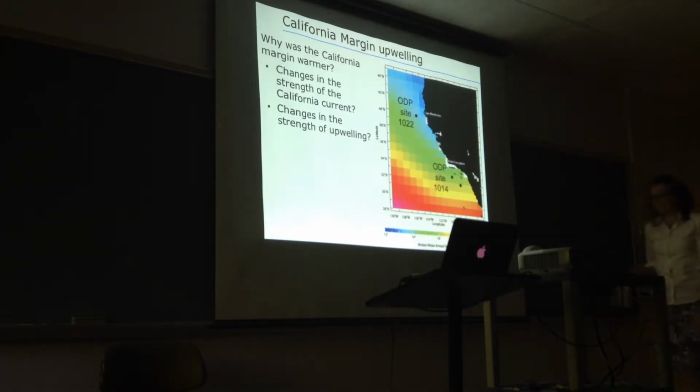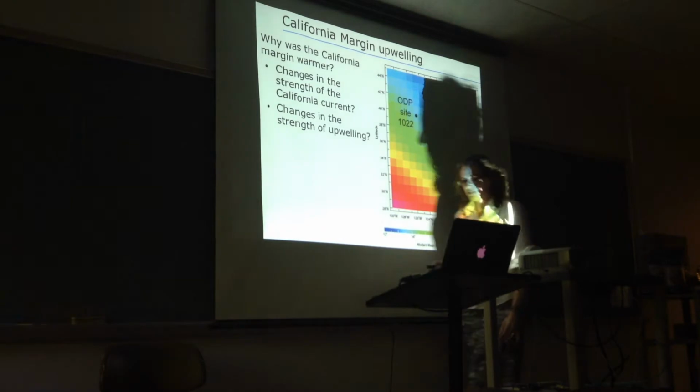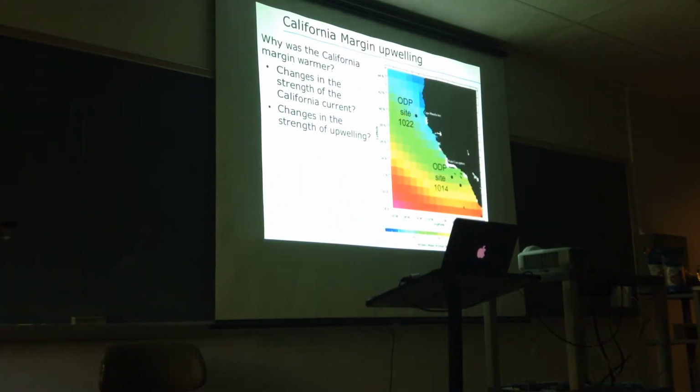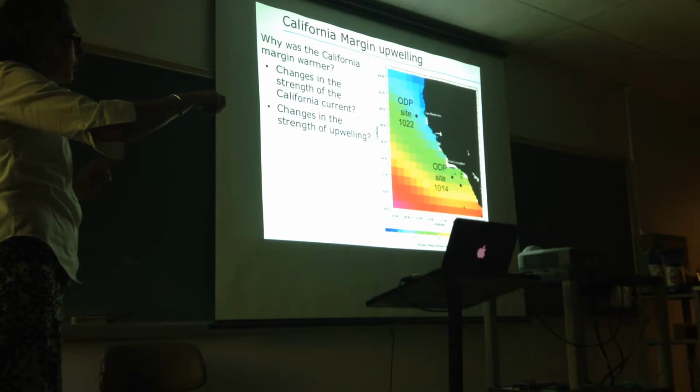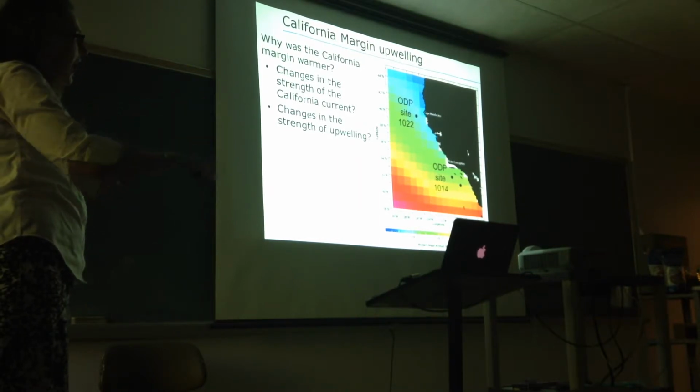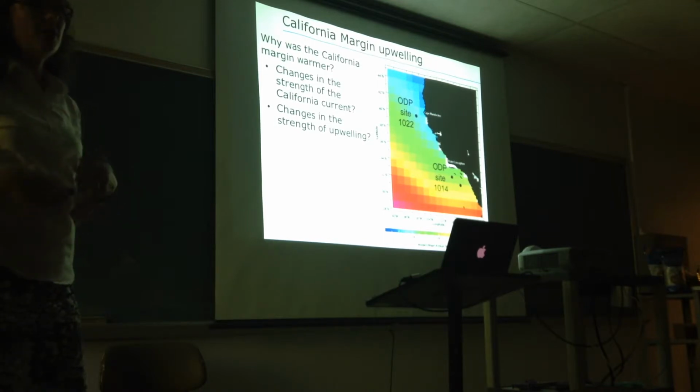Okay, so let's think a little bit more, before I move on to other temperature records, about why it could have been warmer along California and what the physical processes could be. There are two things happening off the coast of California. One is the California current, which brings high latitude cooler water down. And the other is coastal upwelling.